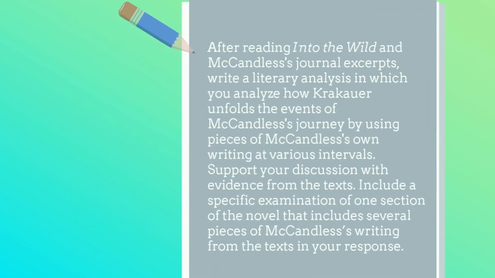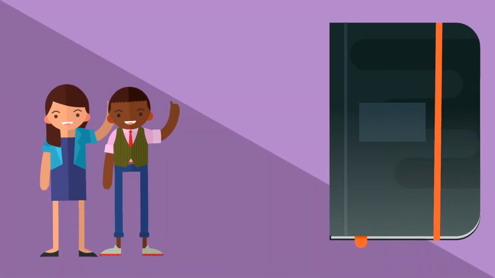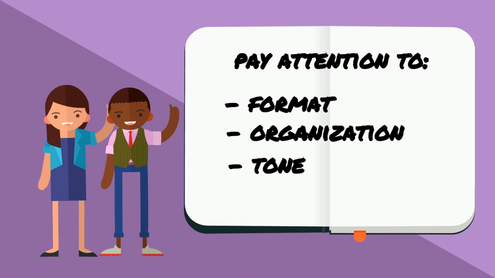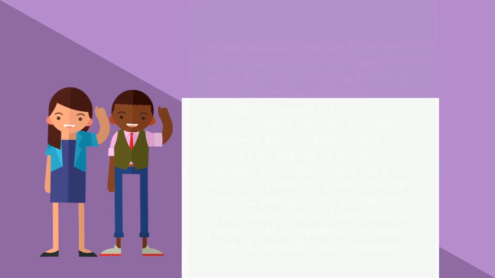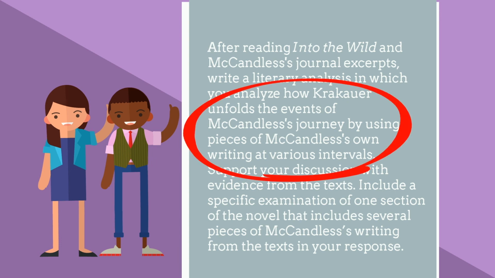In this prompt, students are asked to write a literary analysis. This is an authentic product in ELA, and it raises the rigor in the prompt because it gives students an authentic audience with authentic needs that they must respond to in their writing. It forces them to think about choices in format, organization, and tone. They aren't writing to prove that they can retell a story, they're writing to explain to someone that their analysis of how Krakauer unfolds events in relation to his use of McCandless's journals is relevant and interesting.